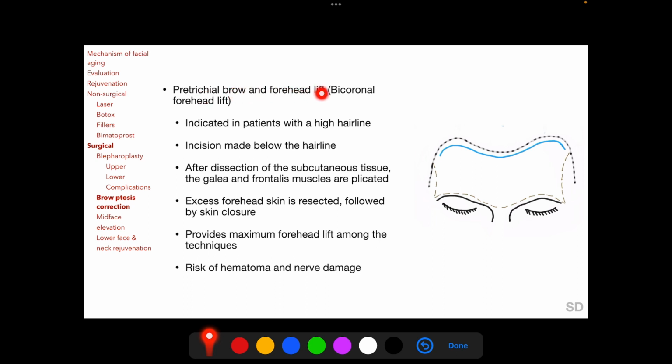Pretrichial brow and forehead lift, also called bicoronal forehead lift, is indicated in patients with a high hairline. In this technique, the incision is made below the hairline, and after dissection of the subcutaneous tissue, the galea, that is the periosteum of the skull bone, and the frontalis muscles are plicated. Excess forehead skin, if required, is resected, followed by skin closure. Pretrichial brow and forehead lift provides the maximum forehead lift among the various techniques of forehead and brow lift. However, the risk of hematoma and nerve damage is higher than the other techniques.